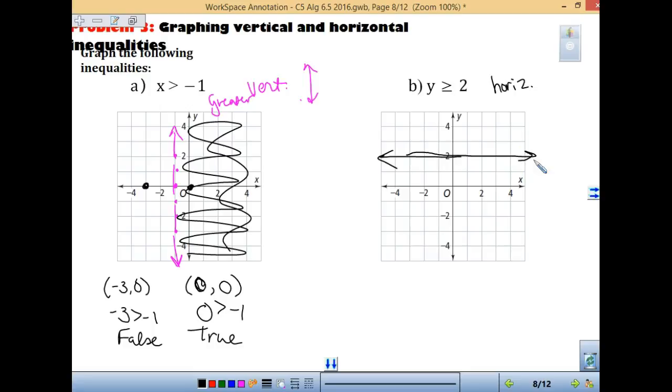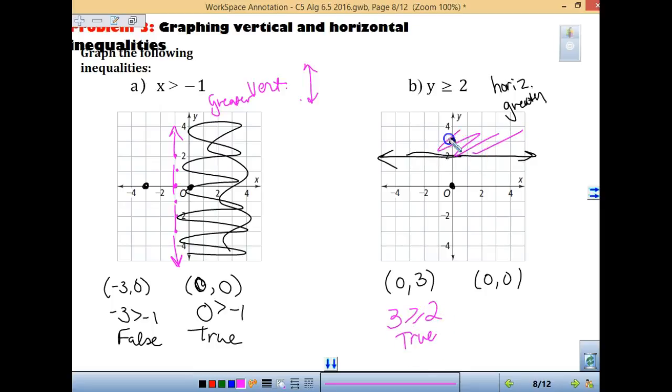And if we're thinking greater, would you think above or below? If we read this as greater, we would think above, easy point to pick above, easy point to pick below. So my point above is (0, 3). My point below is (0, 0). Plug it in and just do a check. The y point, 3, is that greater or equal to 2? True. Does this make it false?